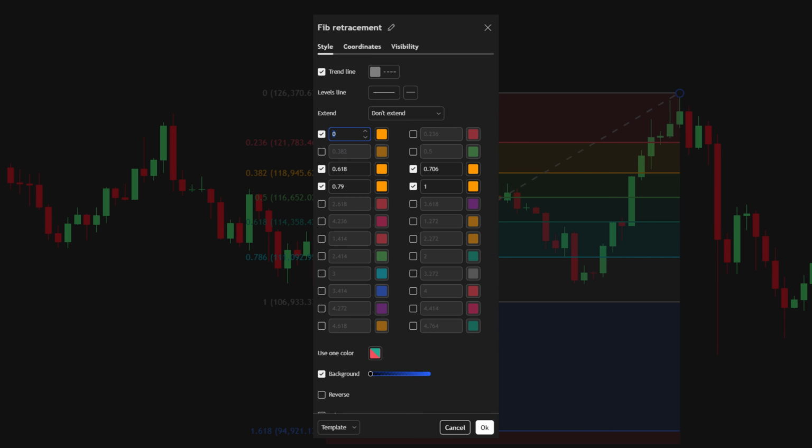Most traders simply leave the Fibonacci tool on its default settings, which is one of the main reasons they fail to get consistent results from it. Instead, we're going to refine the levels so the tool highlights the most important retracement zone used in this strategy. Inside the settings menu, remove the unnecessary default levels and replace them with the following values.